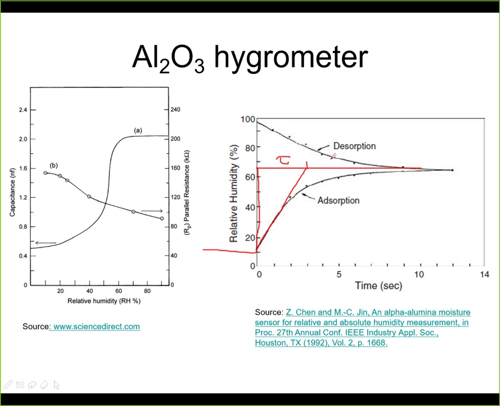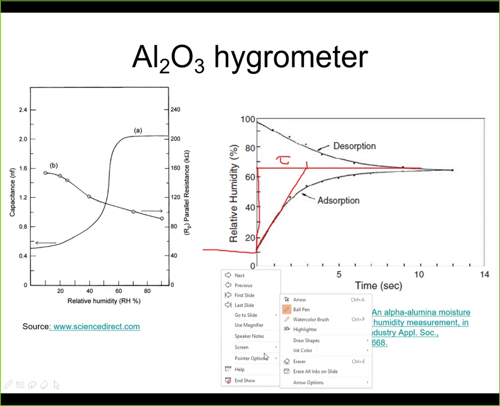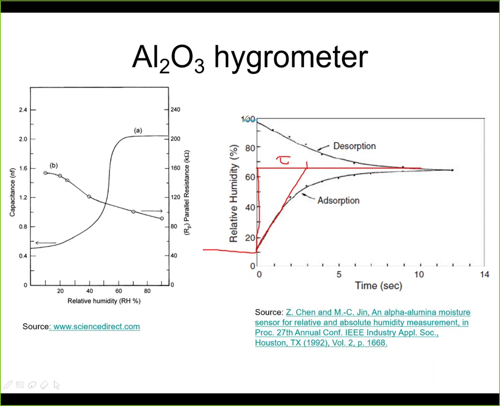We can do the same also when we are doing desorption, so we start in an environment where we have almost 100% relative humidity, and then we move it to a different environment, so my step change will be like that, and again I can make a tangent like this, and we can see that here the time constant is longer, so here it's about 5 seconds.